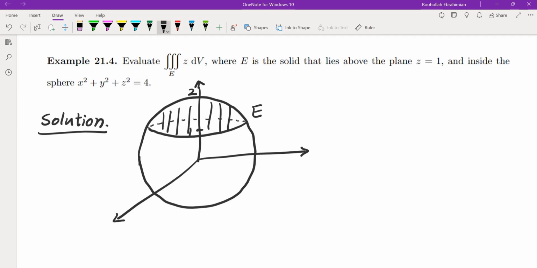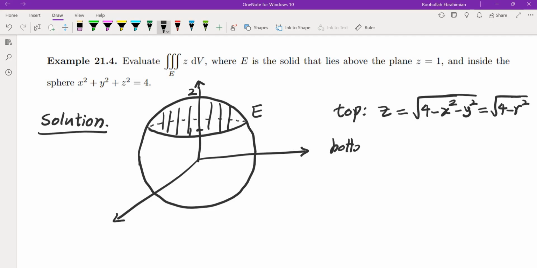So this is E. Well, let's first evaluate the top of this. So the top is the sphere. So the top is z equals root 4 minus x squared minus y squared, which is root 4 minus r squared. So that's the top. What is the bottom? The bottom is z equals 1.